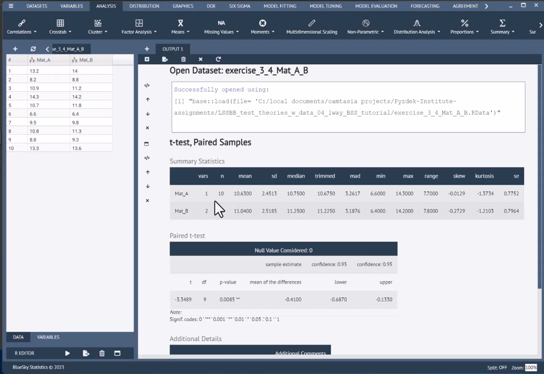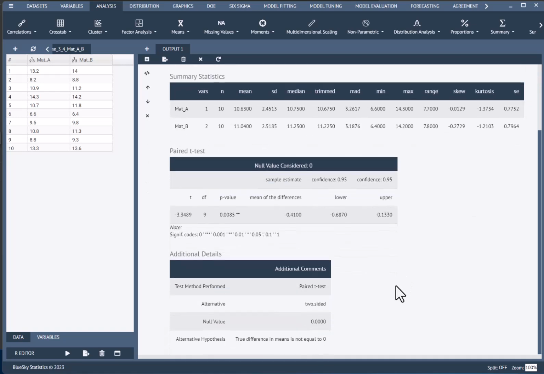As usual, BlueSky gives us summary data: sample sizes, means, standard deviation, and so on. It gives us a pretty good range with this particular procedure, including the min, the max, the range, skewness, kurtosis, standard error, and so on. What we're really interested in, though, is the paired t-test.